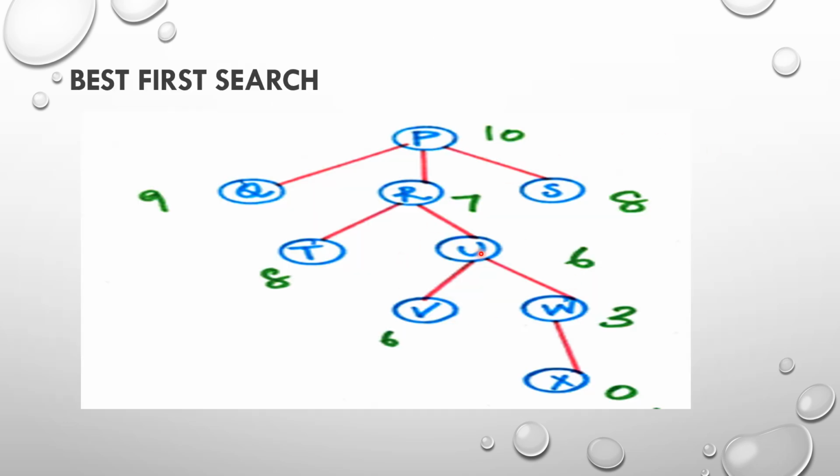Now consider this example. From this example, you can get the idea how to solve the problem based upon the best first search algorithm, which comes under the informed search. So here how many nodes are available? P, Q, R, S, T, U, V, W, X. So these are all the nodes available in this tree structure.